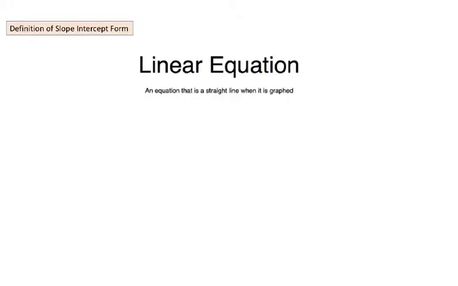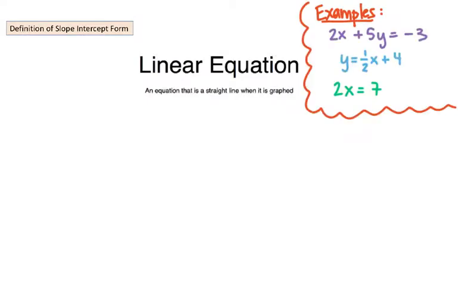A linear equation is an equation that when you graph it, it's going to look like a straight line. And usually what that means is there's either an x or a y or both, and they're only to the power 1. So let me give some examples of linear equations.